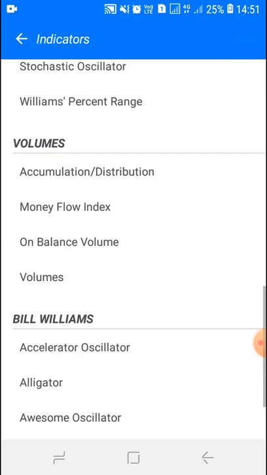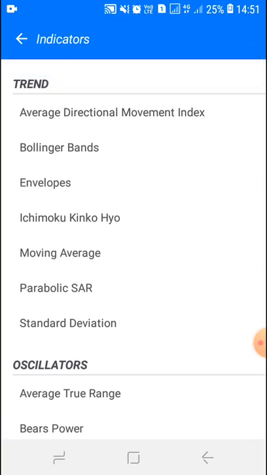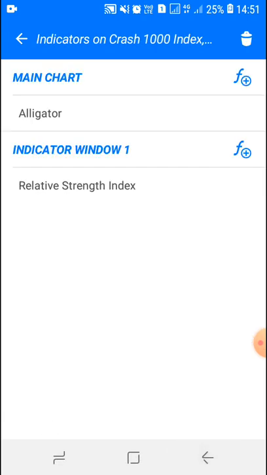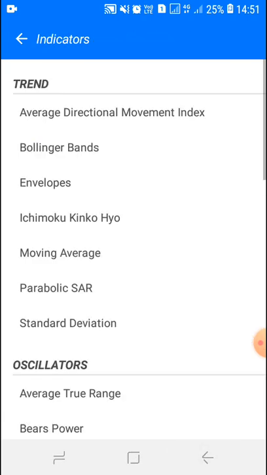So the other indicator is our envelopes, right? Before you add your envelopes, make sure to click on indicator window 1. The reason I'm explaining things like this is that a lot of beginner traders are watching my videos, messaging me, and asking how they are supposed to use the strategies. That's why I'm explaining it like this.